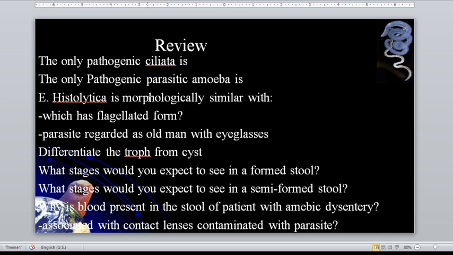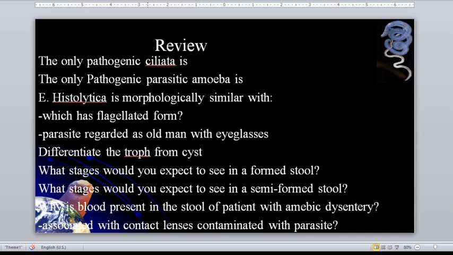Differentiate the trophozoite from the cyst stage. The cyst stage is spherical in shape, unlike the trophozoite, which has pseudopods. The trophozoites are the infective stage for Acanthamoeba and Naegleria, but the cyst stage is the infective form for Entamoeba histolytica. What stages would you expect to see in a formed stool, the hard stool? We have the cyst stage. What stages would you expect to see in semi-formed stool? Both the cyst and the trophozoite.